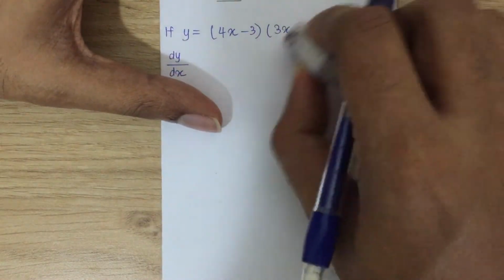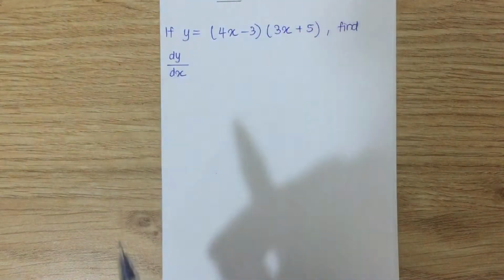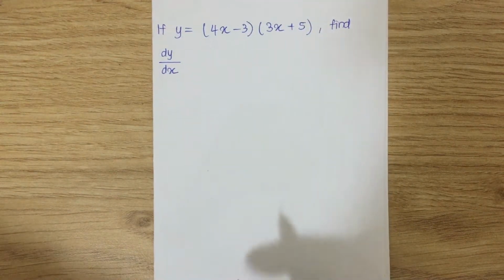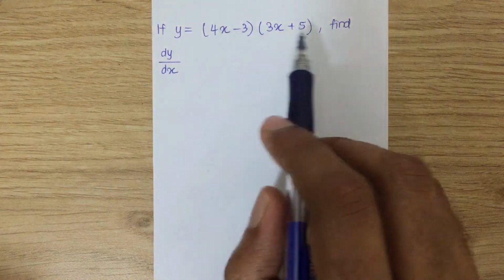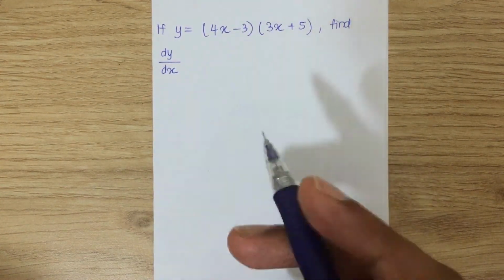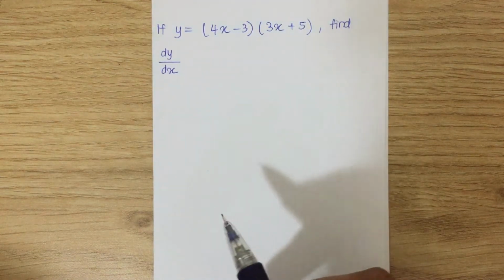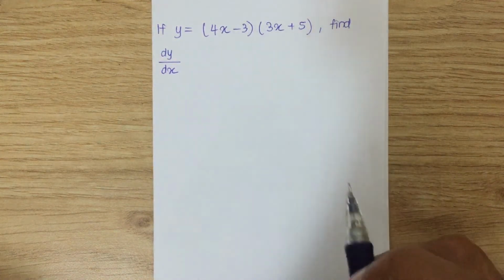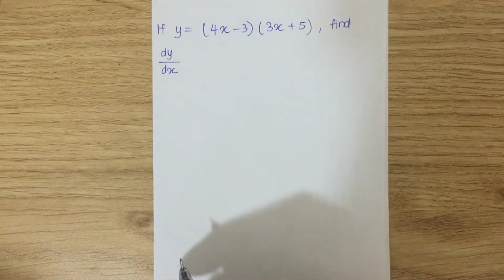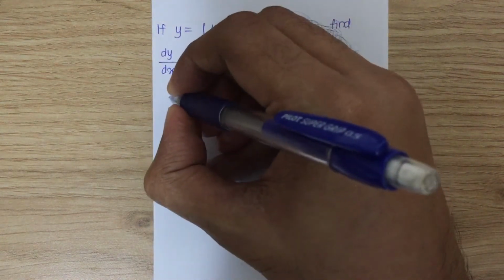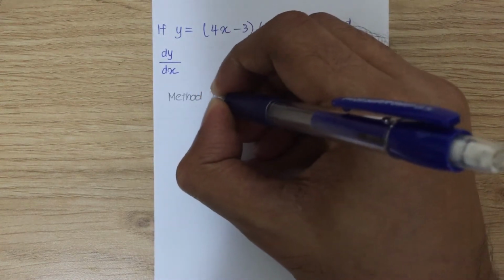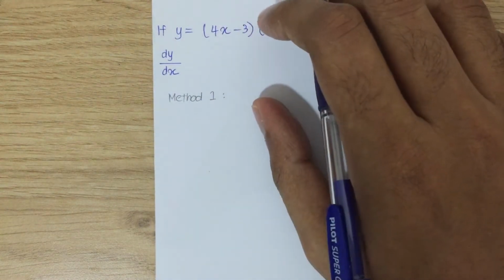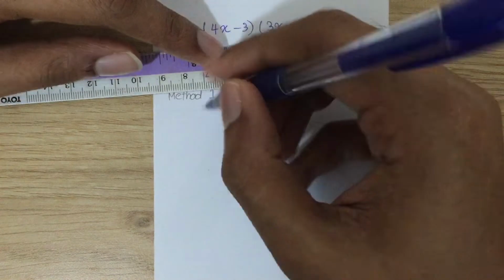This question is considered to be unique, guys, because what I'm going to do now is solve this using two methods. For the first method, I'm going to expand this bracket and from there perform the differentiation. Whereas for the second method, I'm going to solve this using the product rule. Let us begin with method 1. So this will be your method 1.